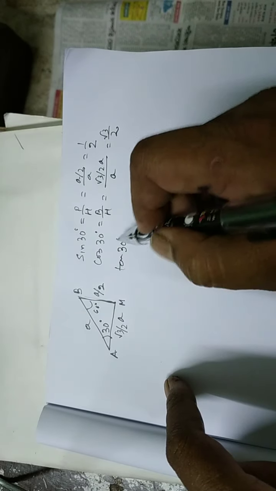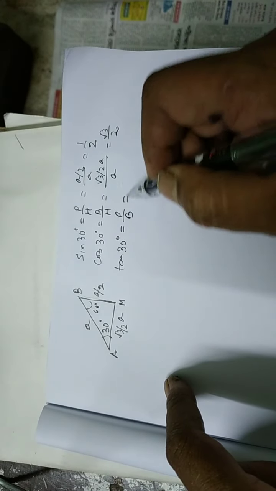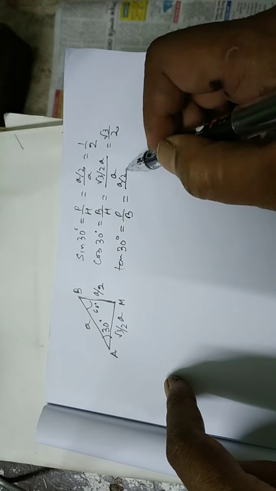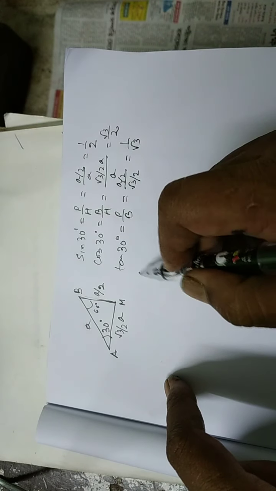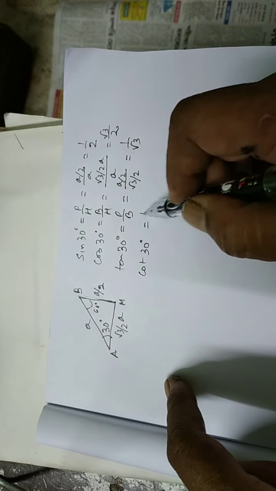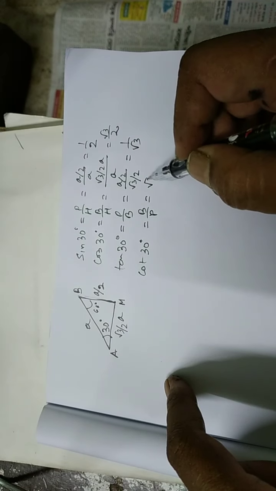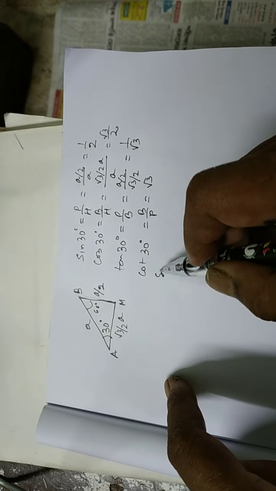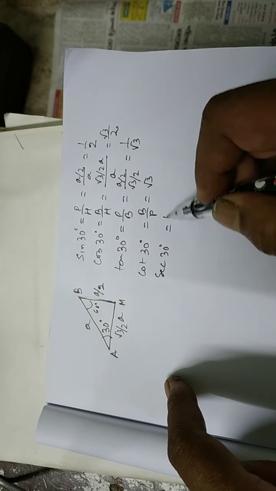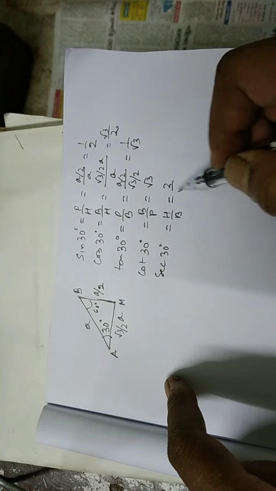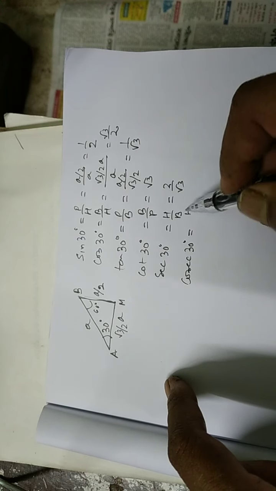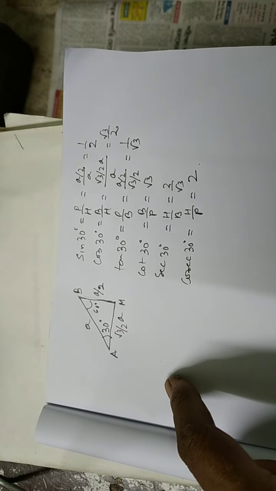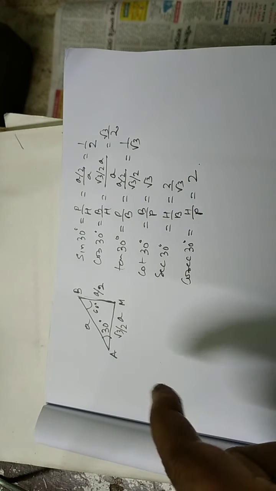Tan 30 degree equals P by B equals A by 2 by root 3 by 2, that is 1 by root 3. Cot 30 degree, B by P, equals root 3. Sec 30 degree, that is H by B, is 2 by root 3, and cosec 30 degree is equal to H by P equal to 2. So sine 30, sine 60, you got these two.